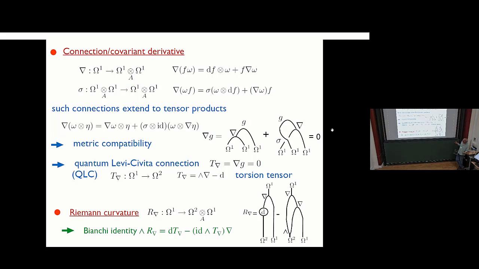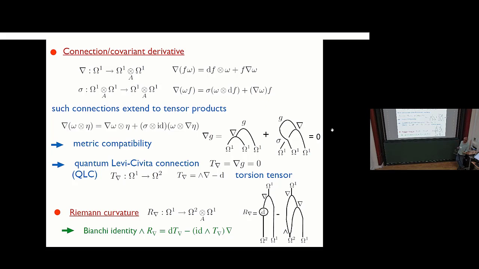You can see it more clearly with a diagram reading down the page. So we're going to apply it to the metric. The metric is an element of omega 1 tensor omega 1. And I apply nabla to the first leg of the metric, then I apply nabla to the second leg of the metric, and then this leg here, which is where a vector field would evaluate, has to be moved to the far left to be consistent with this term. And so this is where sigma comes in.